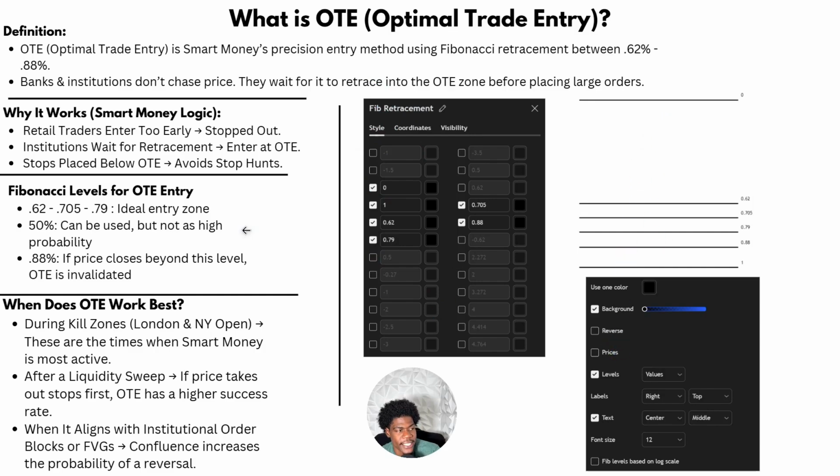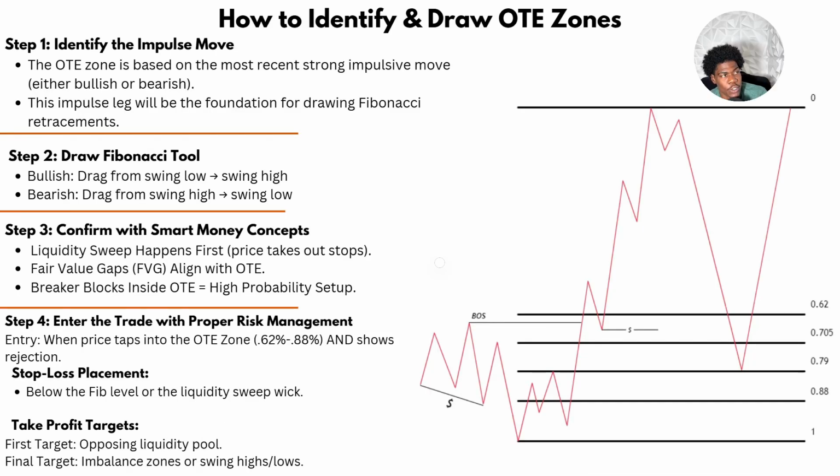When does the OTE work best? During the kill zones, either London and New York open. These are the times when smart money is the most active. After a liquidity sweep, if price takes out the stops first, our OTE has a higher success rate. When it aligns with institutional order blocks or FVGs, confluences increase the probability of a reversal. The OTE is probably one of the most goated confluences. If you guys can master this right here and take notes and just learn this and apply this, your trading will be elite. Let's go over how to identify and draw your OTE zone.